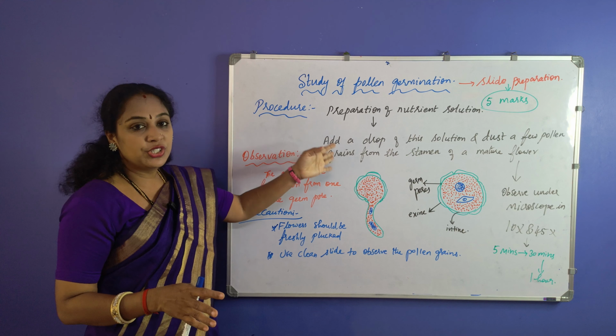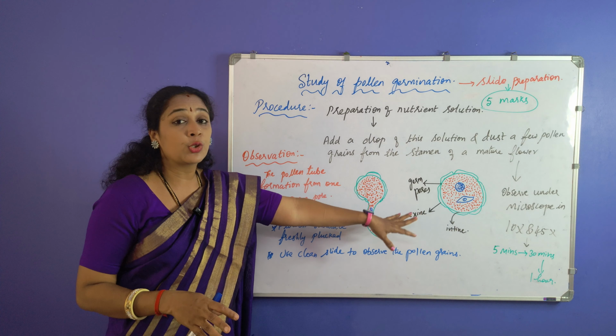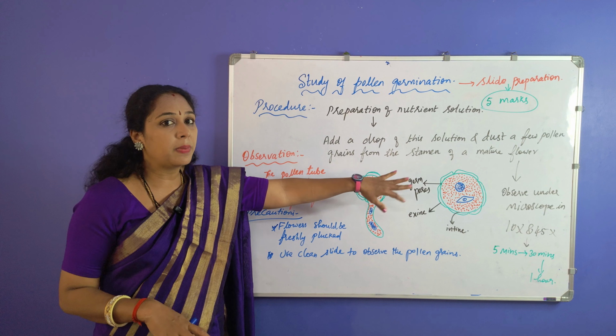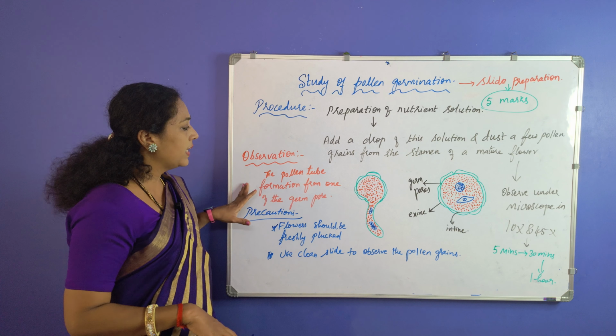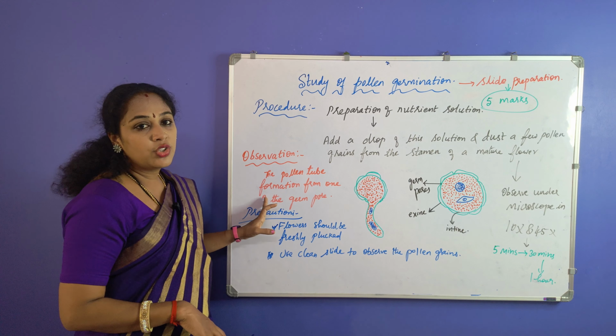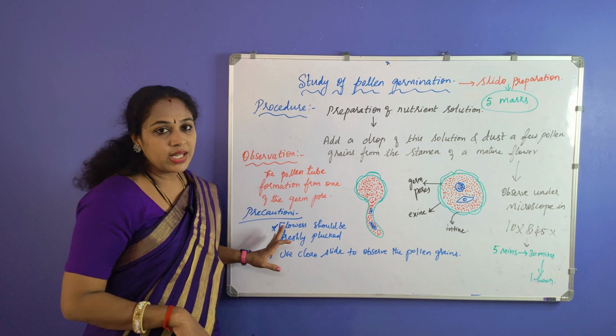And moreover, what is the procedure employed and what do you observe under the microscope? Parts of a microscope, what is the principle behind the microscope? And then the observation part, the pollen tube forms from one of the germ pores. And following that, the precautions that have to be followed.